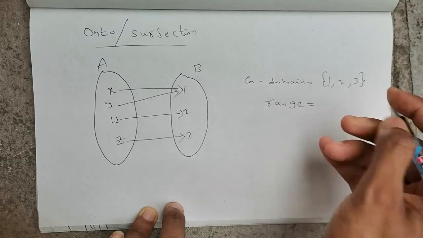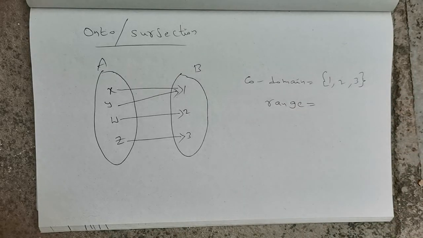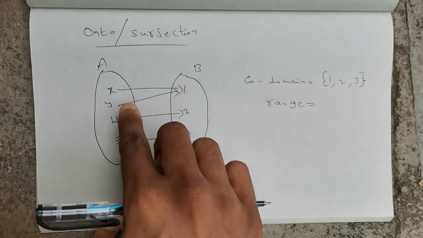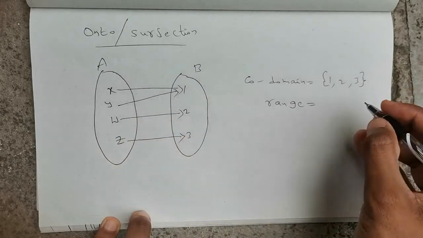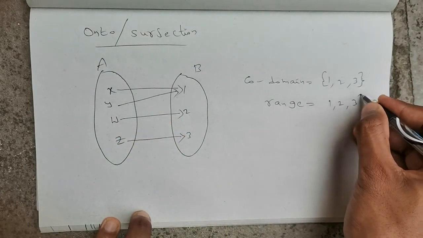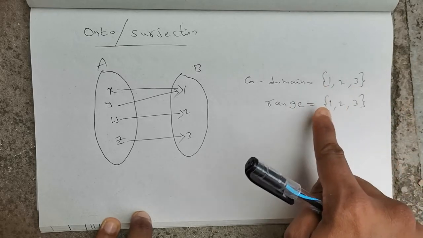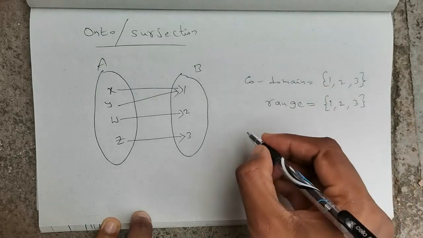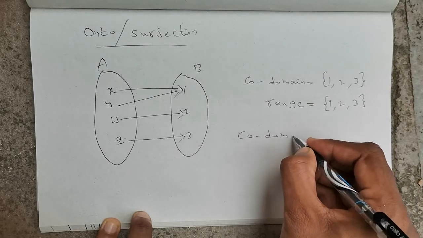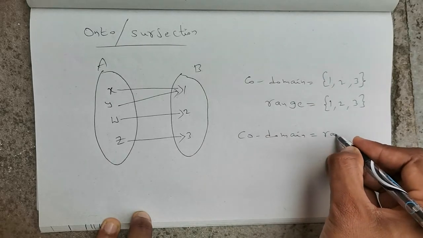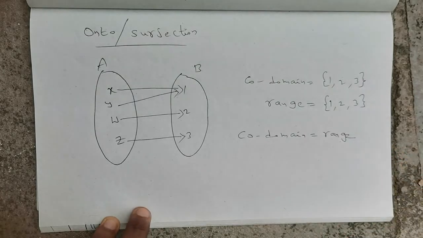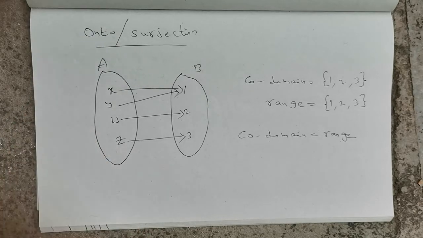Range is nothing but the elements which are having connection from the set A. So 1 has connection, 2 has connection, 3 has connection. So range is equals to 1, 2, 3. Now if we observe here, codomain 1, 2, 3, range also 1, 2, 3. If the codomain of a function is exactly equals to the range, then that function is called as onto function or surjection.